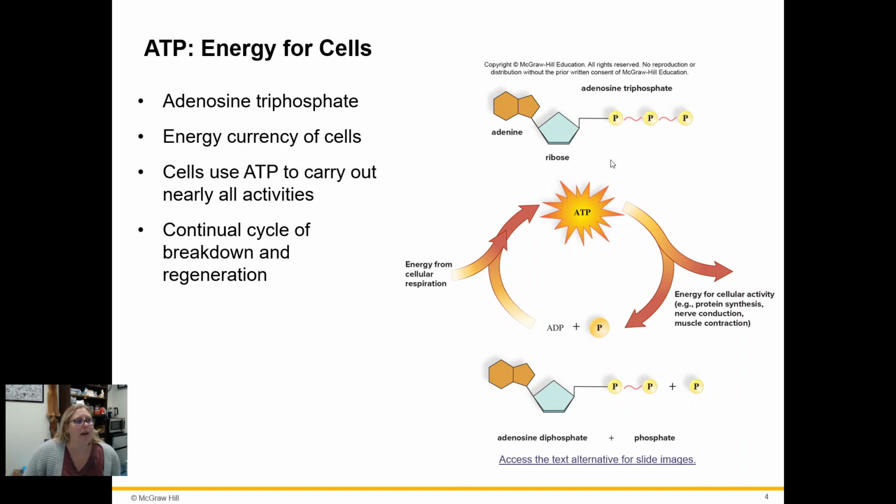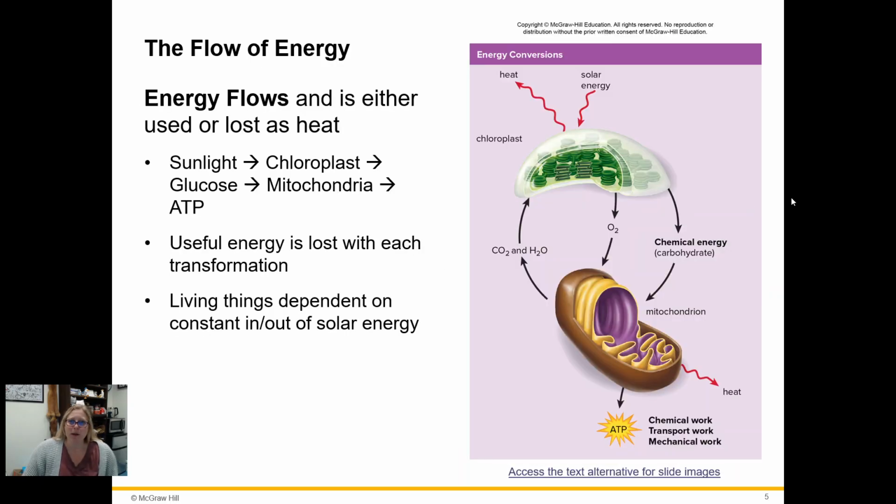Okay? I've mentioned many times in just the last 5 minutes here that ATP is going to be part of that energy flow. So remember, energy is going to flow and it is either used or lost as heat. Okay? Sunlight comes into our ecosystem, into the chloroplast of our plants and algae, and that chloroplast can convert that solar energy into glucose. So it is taking solar energy and converting it into chemical energy.